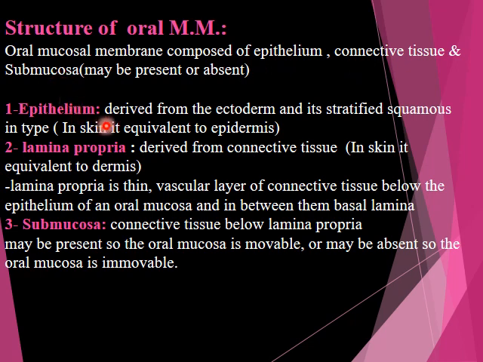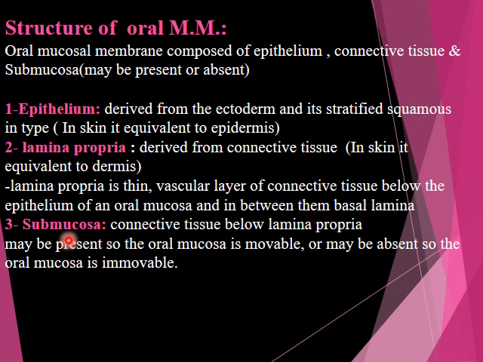The epithelium is derived from ectoderm and is stratified squamous epithelium, resembling the epidermis in the skin. And lamina propria is derived from the connective tissue; in skin, it is equivalent to the dermis. Lamina propria is a thin, vascular layer of connective tissue below the epithelium of the oral mucosa, and in between them there is a basal lamina or basement membrane.